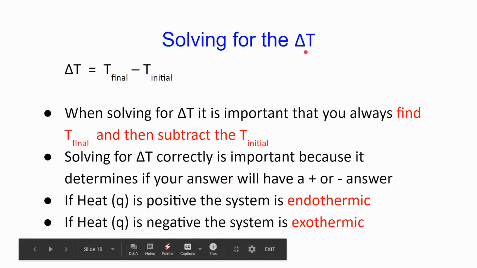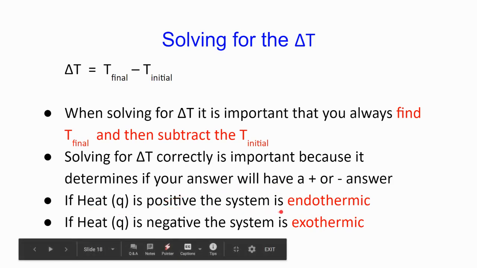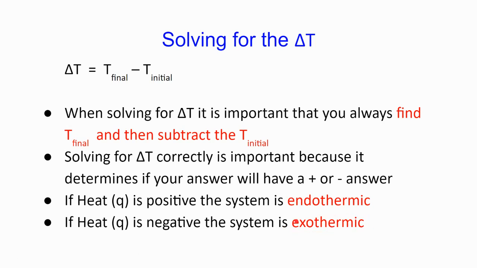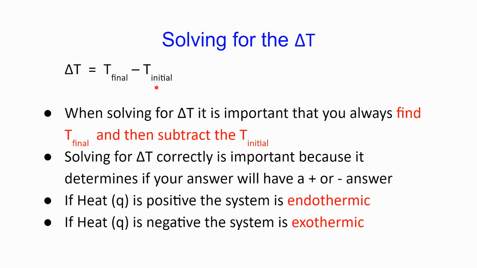All right, when solving for delta T, it's very important that you always find T final and subtract the T initial from it. This is important because it determines whether your answer is going to have a positive or negative value in front of it. If Q is positive, your system is going to be endothermic. If your Q is negative, the system is exothermic. So whether you decide it's endothermic or exothermic depends on how you solved for your delta T answer. So once again, always find your T final, then subtract your T initial, and that'll give you the right sign. Sign meaning positive or negative value.